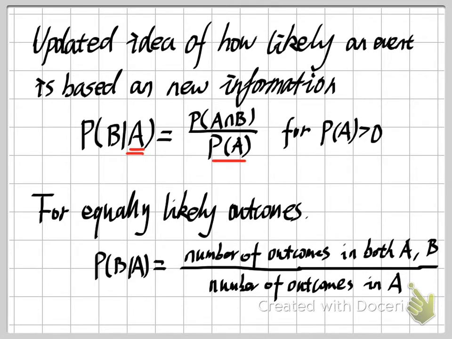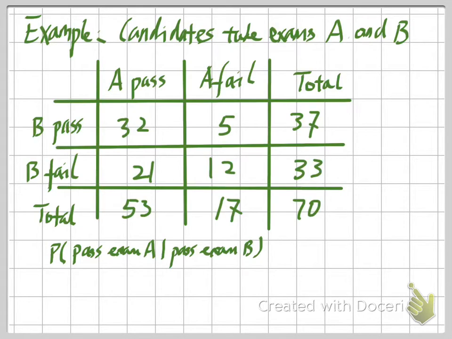Okay, so now let me give you an example. This is our question. We assume there are some candidates who will take two exams, A and B. Some of them may only pass A, some may only pass B, and some may pass both of them. So we use a table to describe the results. Here you can see in this table we have 3 columns and 3 rows.